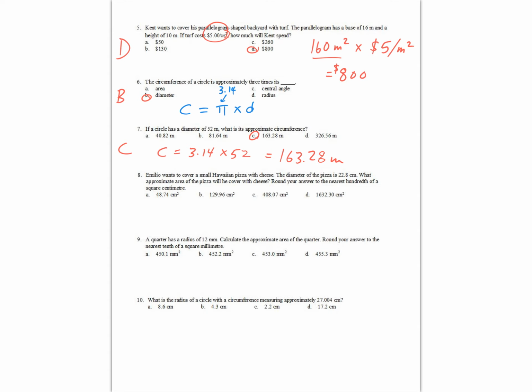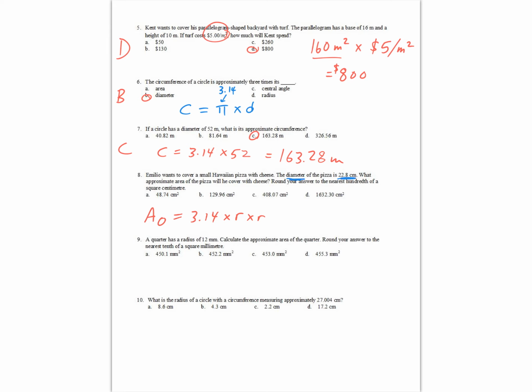Number 8, Emilio wants to cover a small Hawaiian pizza with cheese. Attaboy, Emilio. The diameter is 22.8 centimeters. What is the approximate area of the pizza he will cover with cheese? Round your answer to the nearest hundredth. Okay, so they gave us the diameter and we're trying to find area. Now, to find the area of a circle, it's pi times the radius again, okay?